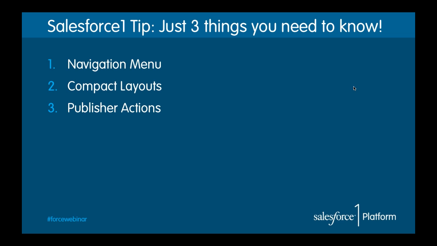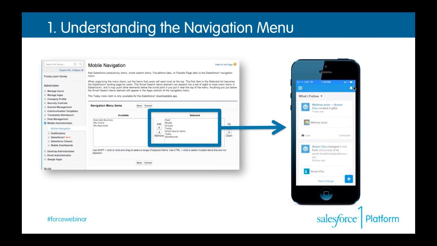So what I did is I broke it down into three things that you basically need to know to get started with the app. The first thing is the navigation menu. The second thing is the compact layout. And the third thing is the publisher action, which is what we use to solve our business problem. So the first thing is to understand the navigation menu.